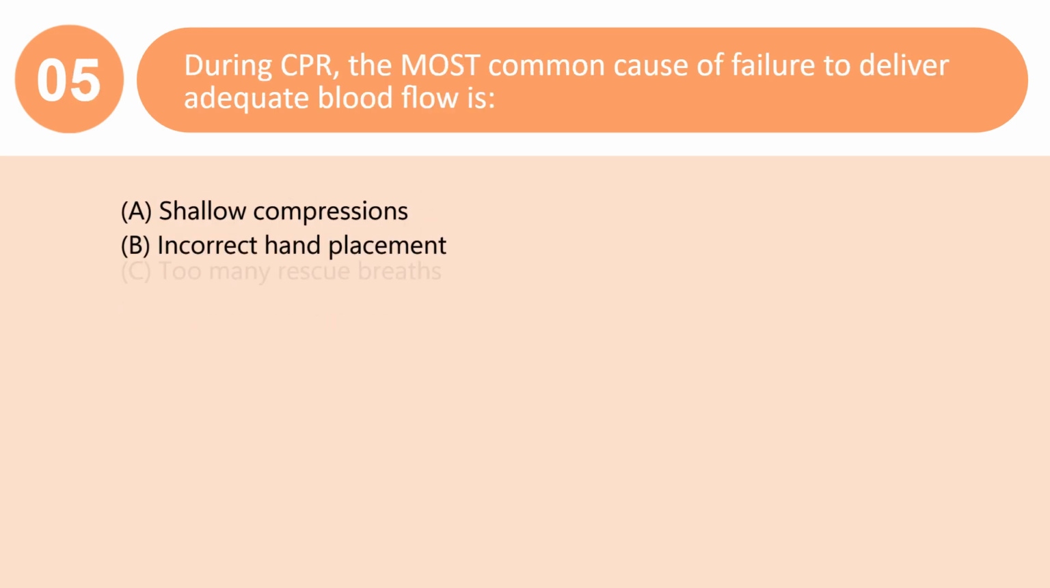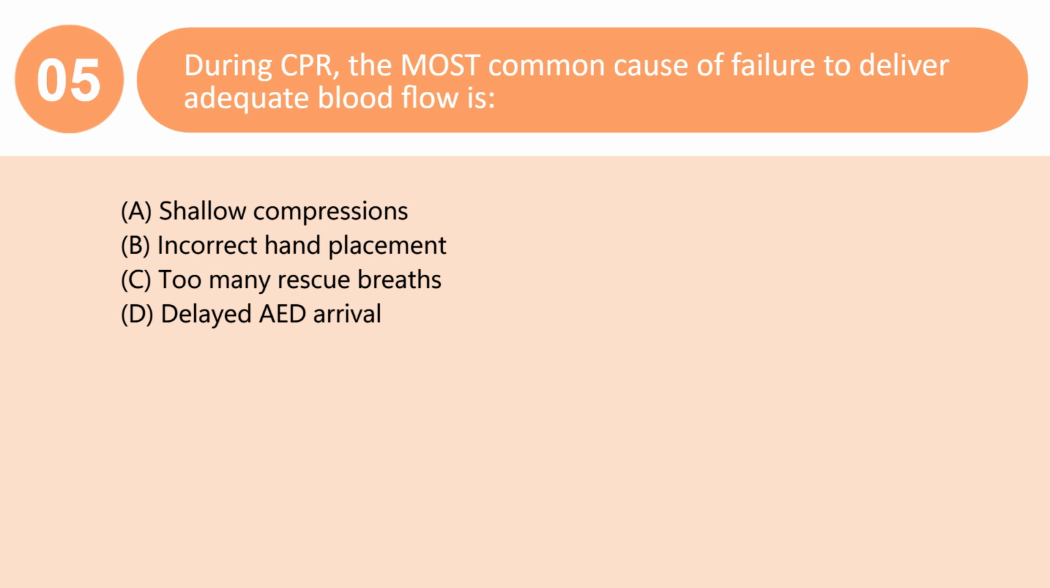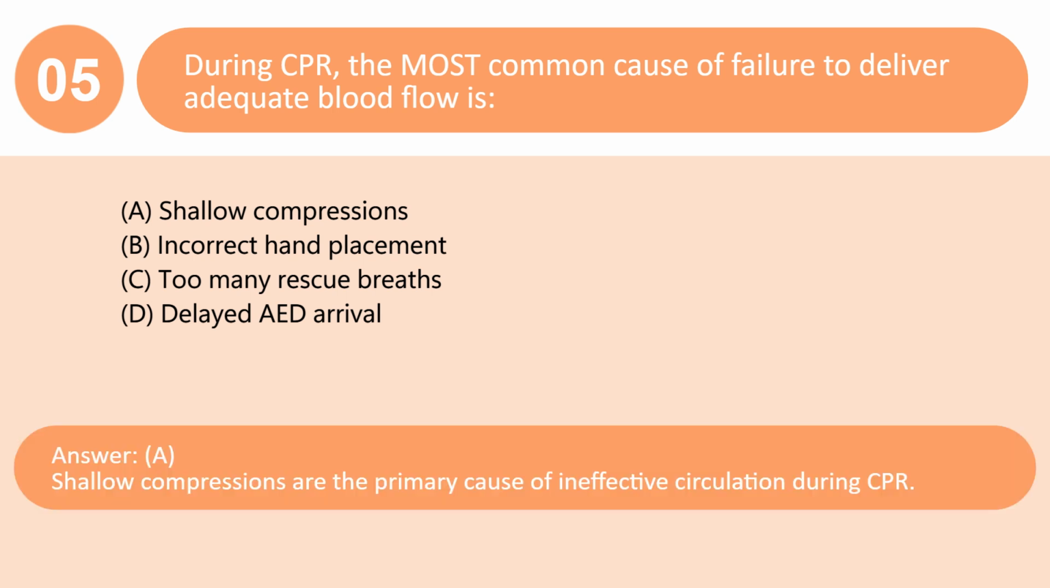During CPR, the most common cause of failure to deliver adequate blood flow is: A. Shallow compressions. B. Incorrect hand placement. C. Too many rescue breaths. D. Delayed AED arrival. Answer: A. Shallow compressions are the primary cause of ineffective circulation during CPR.